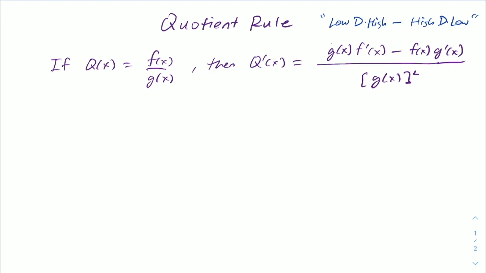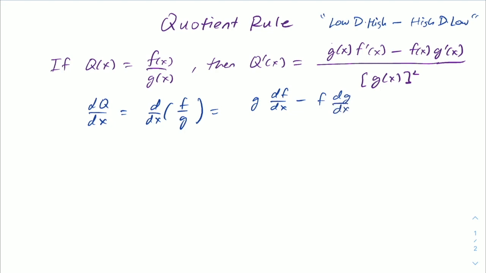We can also write this quotient rule in Leibniz notation. So dq dx, which is the derivative of f over g, is equal to g derivative of f, so df dx, minus f derivative of g, dg dx, all over g squared.